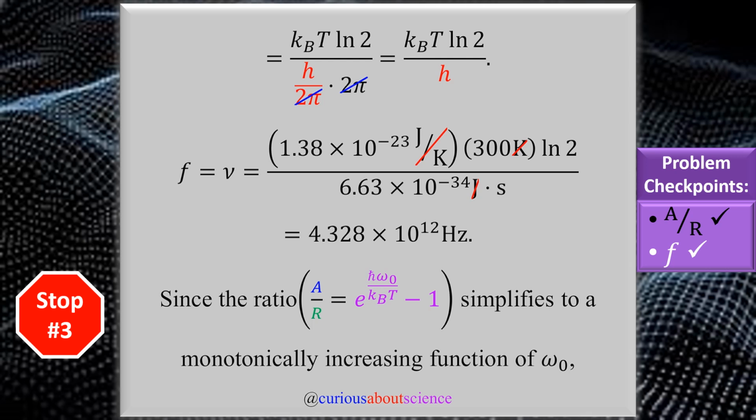And what we realize here is that since the ratio given by A over R is equal to some exponential minus 1, it's simplified to a monotonically increasing function of omega, i.e. if omega keeps going up, then the ratio is going to keep going up. If omega goes down, the ratio goes down. We're not oscillating like with sines and cosines, so that's really good for us in writing the conclusion statement. If this were going down, then we'd have to switch the inequality, which we'll see soon, but because it's monotonically increasing, we're good to go.